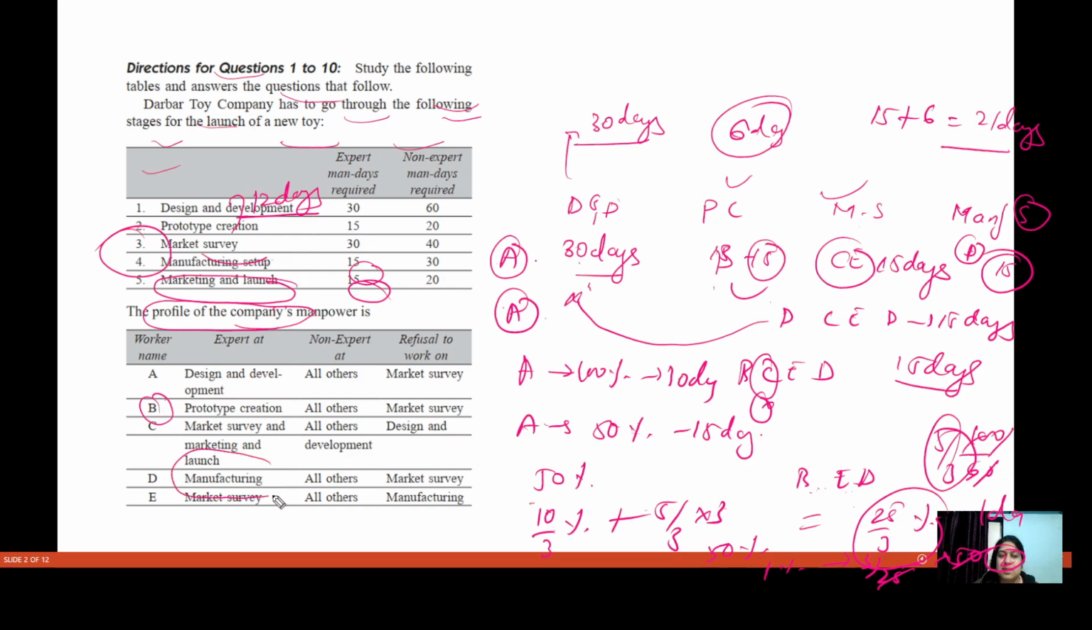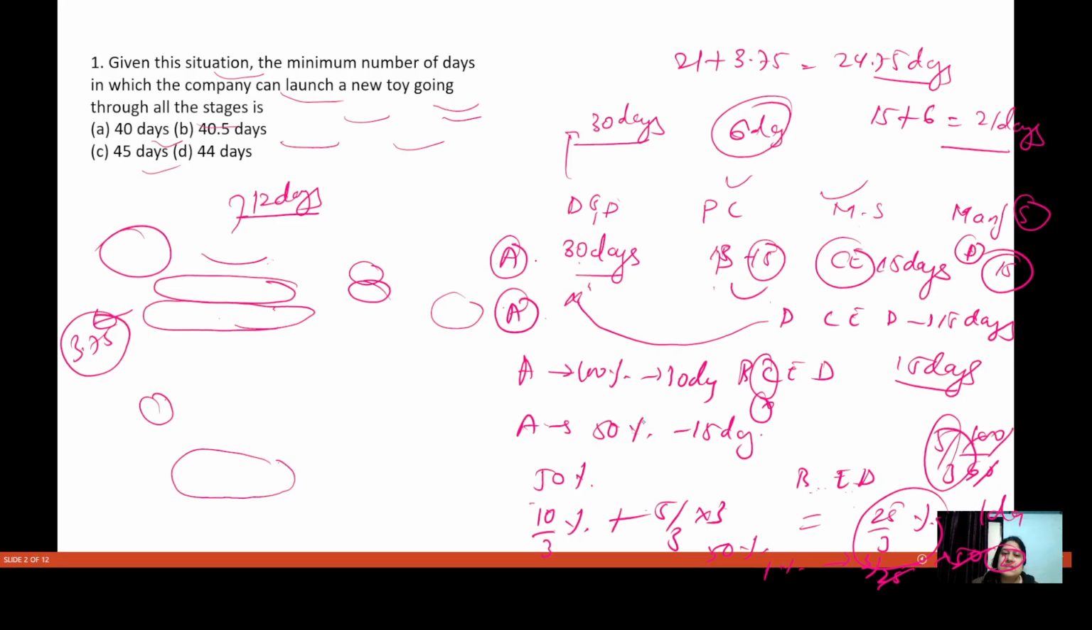But C is the expert in marketing and launch, and everyone else is a non-expert. And we already know from when we calculated first that when everybody does this marketing and launch work together, it takes 3.75 days. So just add 21 plus 3.75. That is 24.75 days. So this is how we do this.